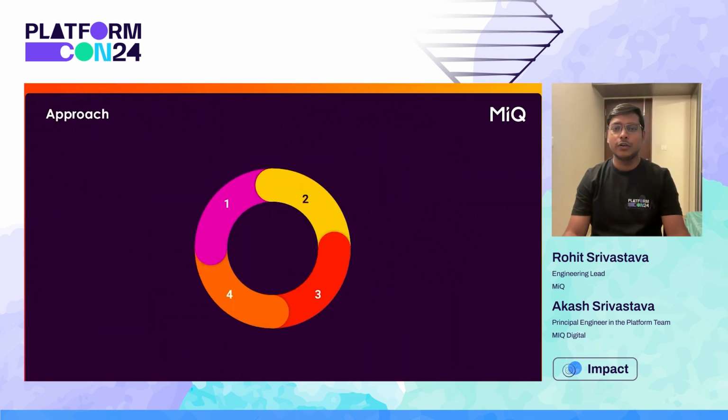Thank you, Rohit. Now let's take a look at all the approaches that we have implemented in MIQ. When it comes to optimization, we'll talk about an event called CLEANATHON. After that, we'll take a look at our data storage optimization techniques. Then we'll take a look at how we are managing our reserved instances.